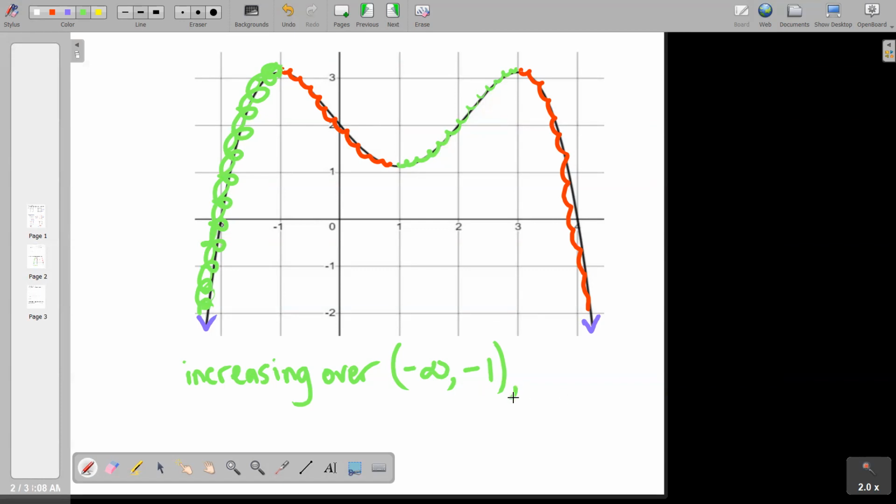But I have another increasing interval as well, and it's this one right here. That one is another increaser. And so I also have an interval that goes from where to where? 1 to 3. 1 to 3.